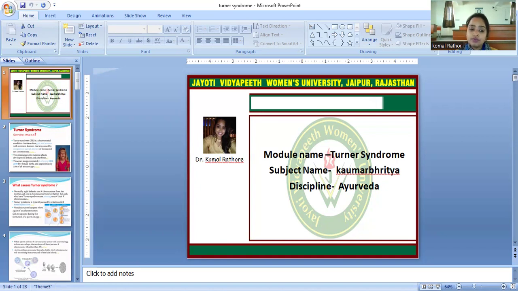So the missing genetic material affects development before or after birth. Turner syndrome occurs in approximately one of every 2000 to 2500 live female births, or approximately 10% of all miscarriages.